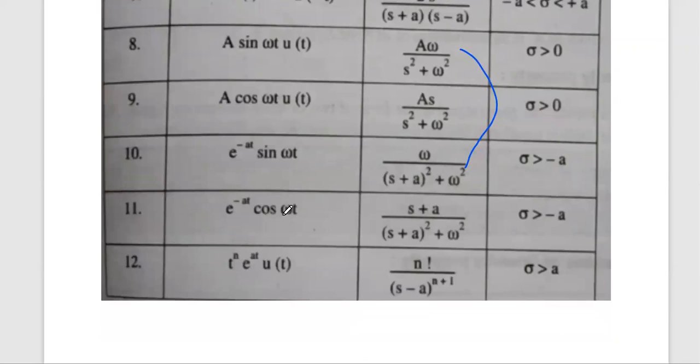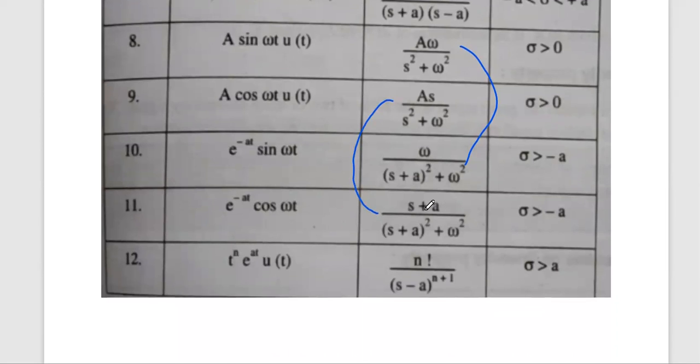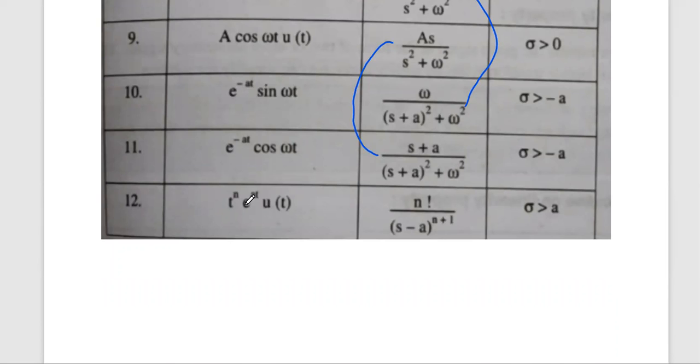Similarly, e power minus at cos omega t means in the cos omega t answer, you just replace s by s plus a. Okay. Then one more thing, t power n e power at u of t, so one ramp function multiplied with one exponential signal. This will have the answer n factorial by s minus a to the power n plus 1. That is, e power at u of t has the answer 1 by s minus a. If e power at u of t is multiplied with t power n, the answer additionally has n factorial by s minus a to the power n plus 1. Okay, this is also one of the standard signals.